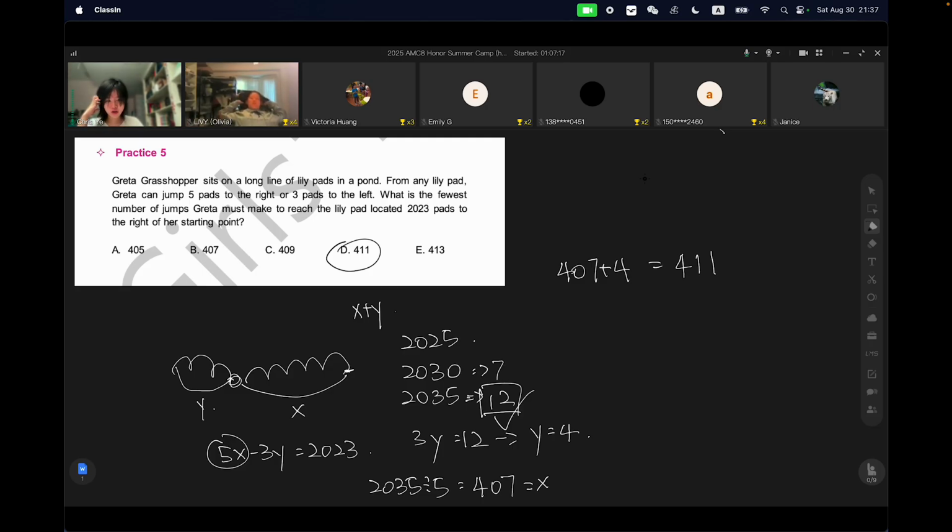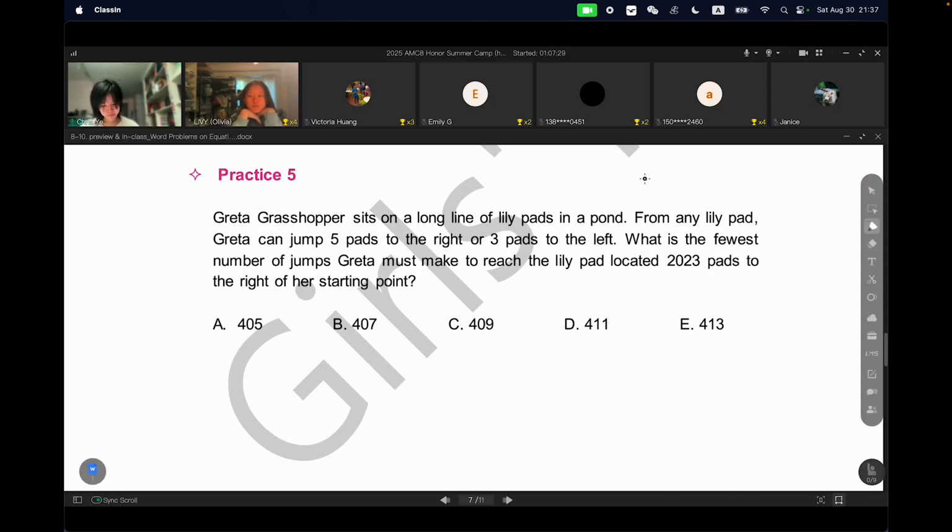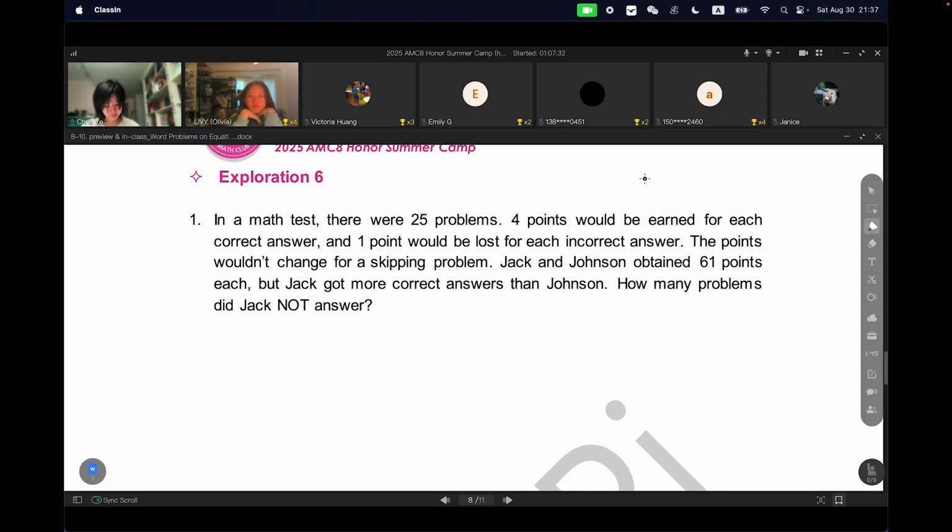Are there any questions? If not, then we can move on to our final concept. Final exploration, I mean.